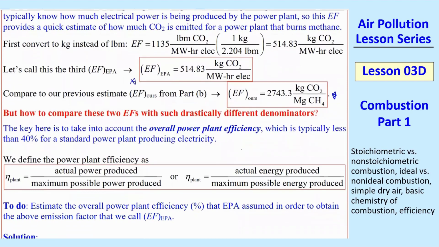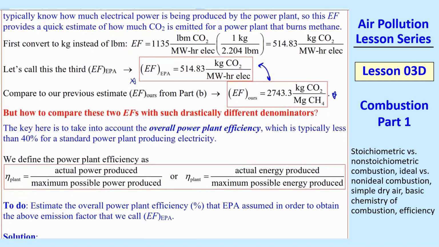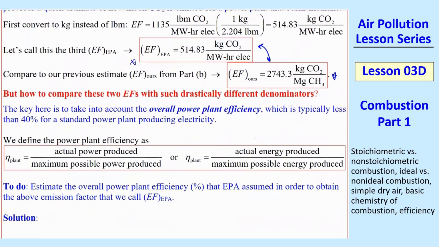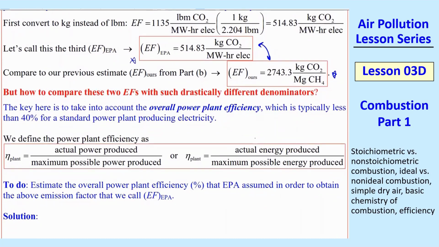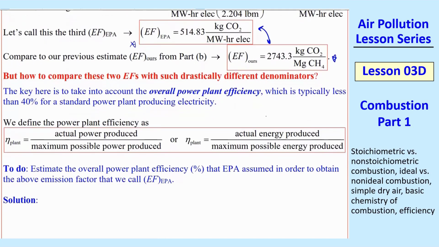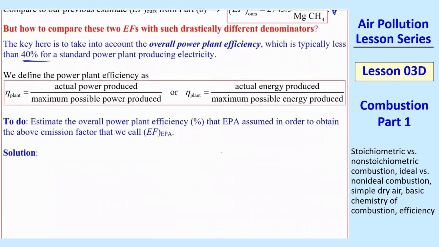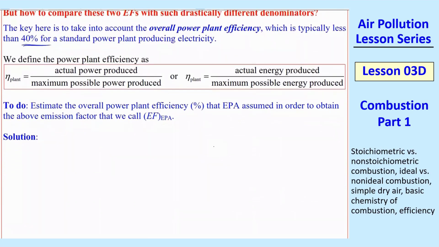So how do we compare these two when they have such drastically different denominators? Well, the key would be, and this is what I'll actually calculate here then, is to calculate the overall power plant efficiency that EPA used in whatever plants. They do a bunch of measurements at various plants and then get their EFs. So you know from your thermal class that we're going to be under 40% for a standard power plant producing electricity. So we define power plant efficiency as actual power produced over maximum possible power produced, or in terms of energy, actual energy over maximum possible energy. So we're going to do that one.